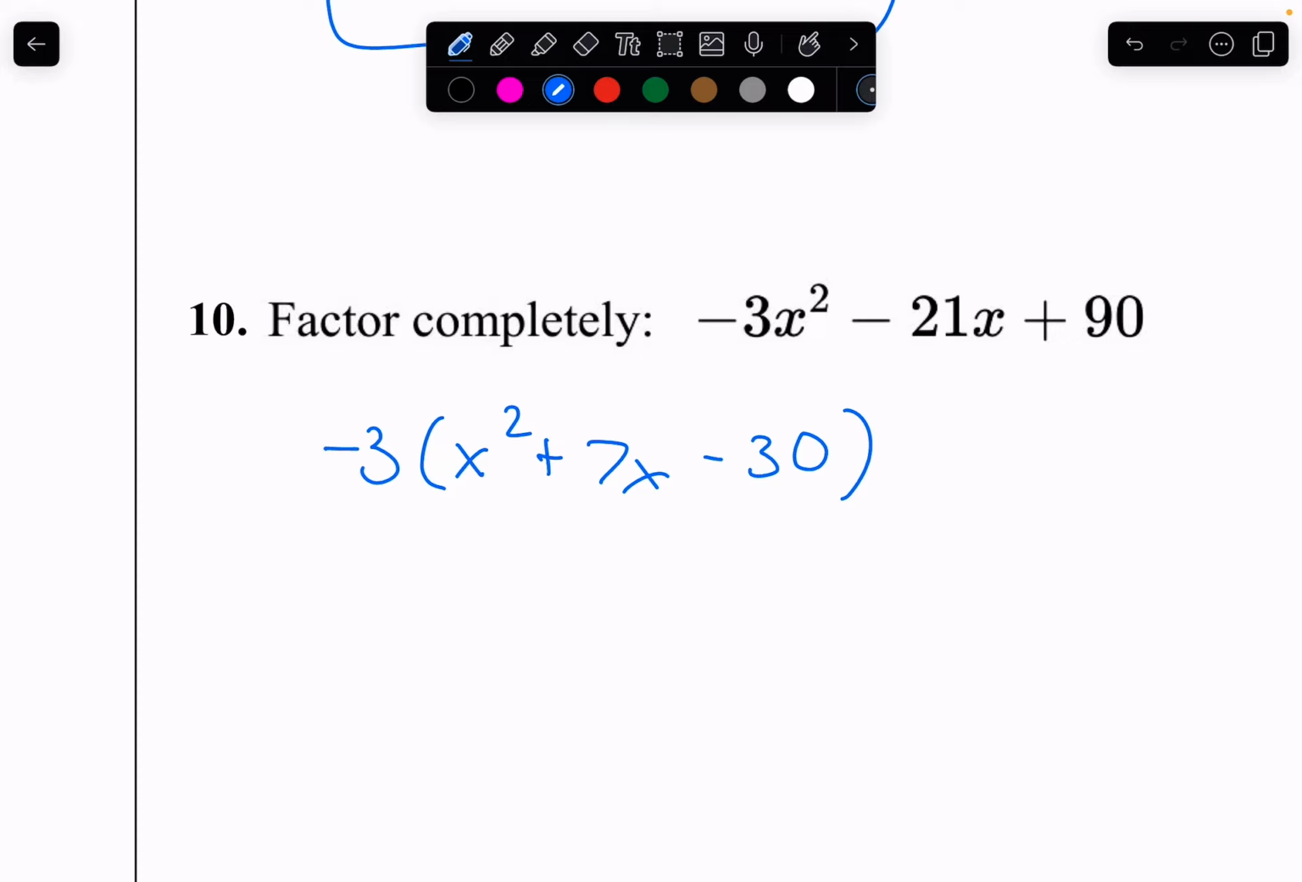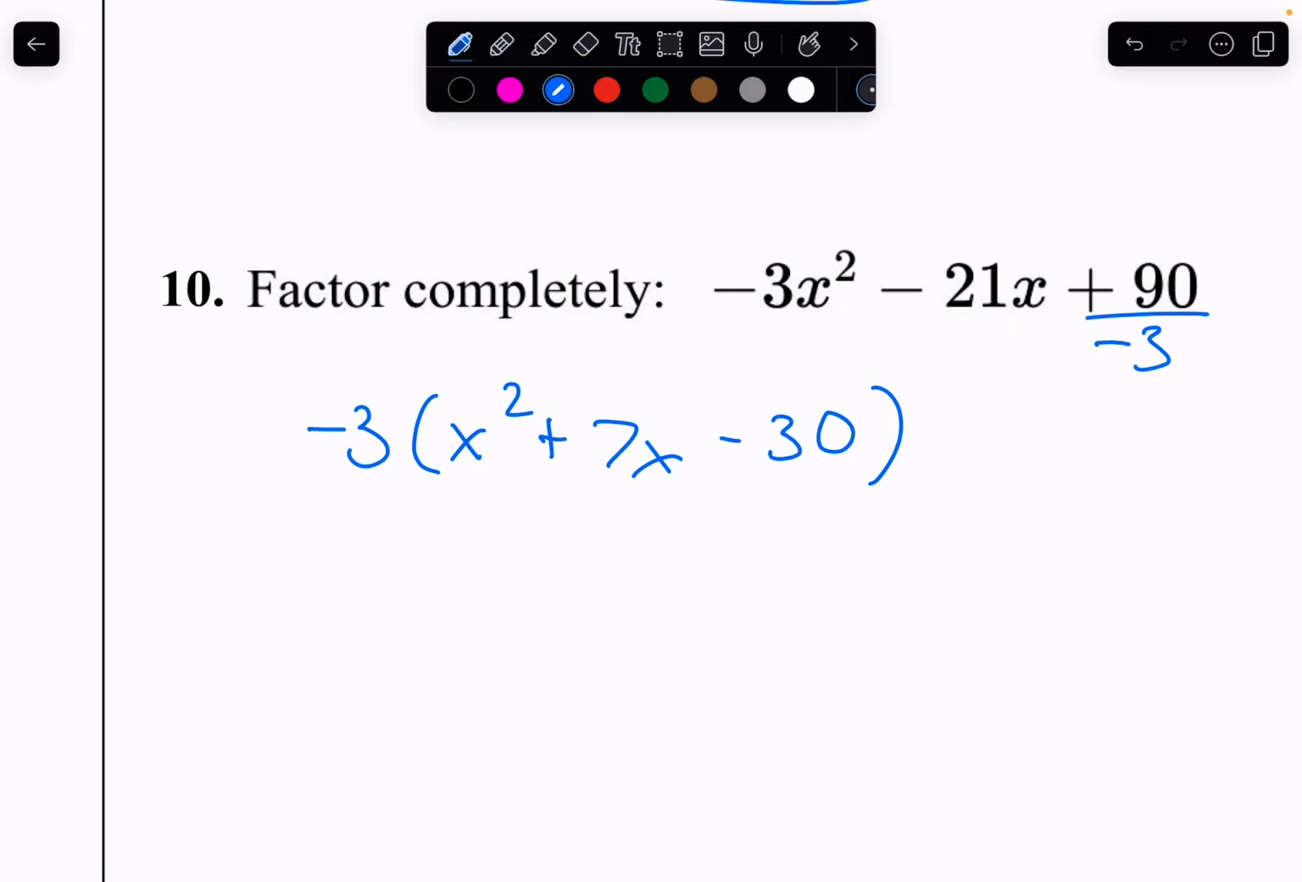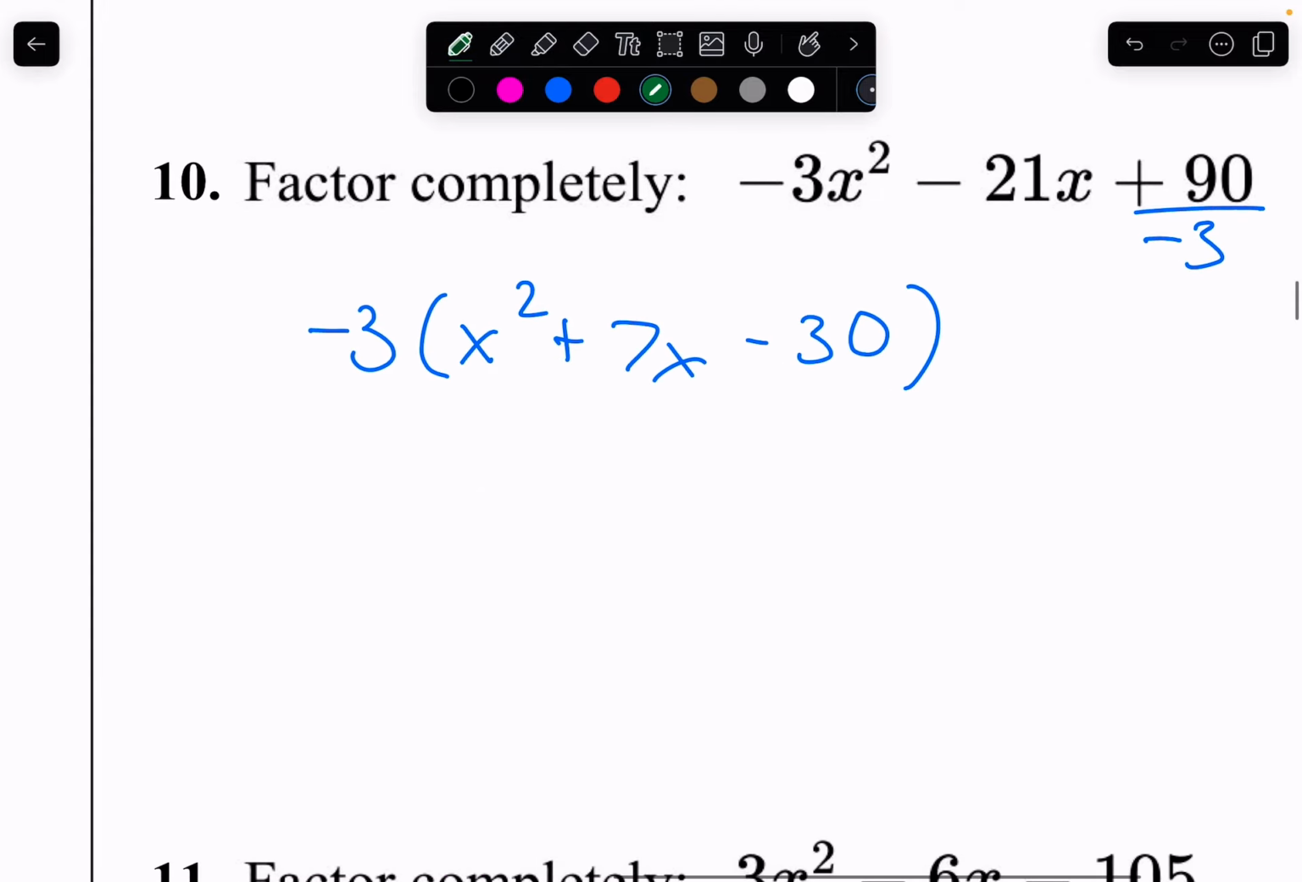Sorry. Right? Because if we do 90 divided by negative 3, that gives us a negative 30. All right. That makes more sense because I'm like, we can't factor this. All right. So then we go ahead. We took out our GCF. Can we factor this further?